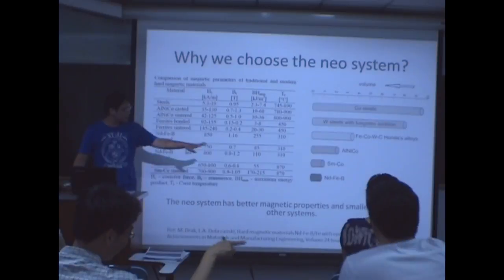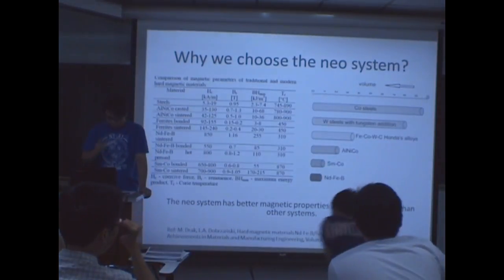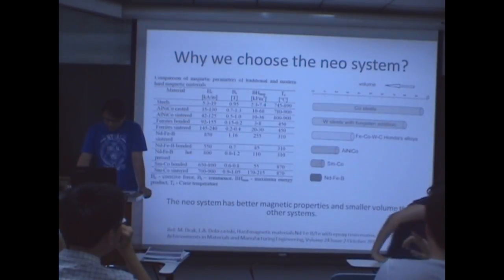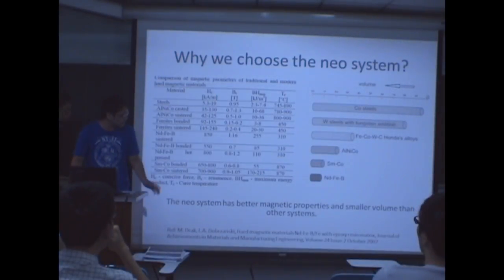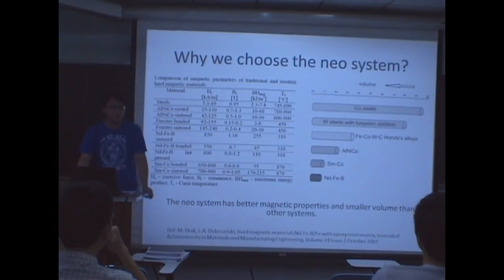And the left figure shows the evolution of hard magnetic materials. Those magnets have some magnetic field, but with different values. We can find the neo system has the smallest value. It's very useful and powerful for motor applications.